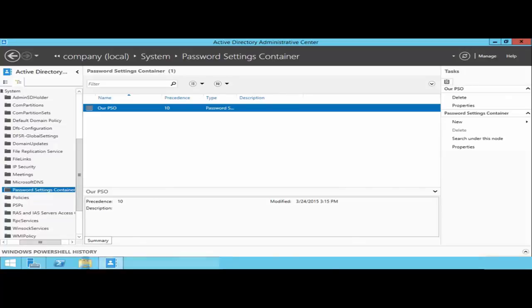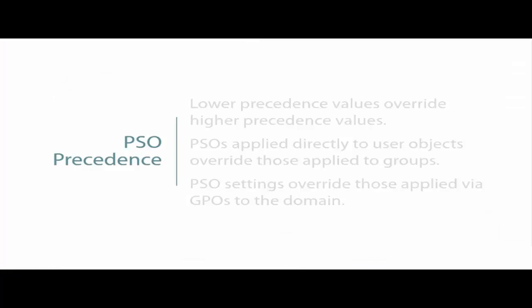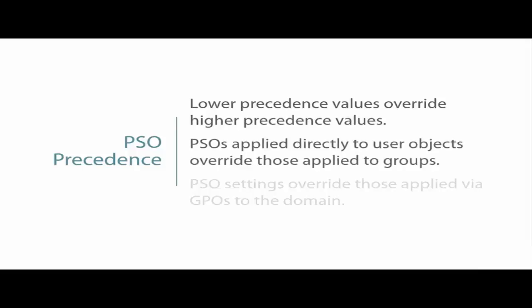Let me bring up here a little slide that I want to show you that talks a bit about the precedence for password settings objects. Now, rule number 1 is that lower precedence values, the number 10 that we applied just a second ago, will override PSOs with higher precedence values. So the PSO overall will have a precedence value, one assumes, of 1, and other PSOs will have values of numbers that are higher. PSOs also that are directly applied to a user object will always override those applied to groups. So you'll notice we applied that to the IT group a second ago. If we were to apply that directly to a user object, the precedence value no longer has any bearing, because when that PSO is applied directly to a user object, it always overrides those applied to groups.